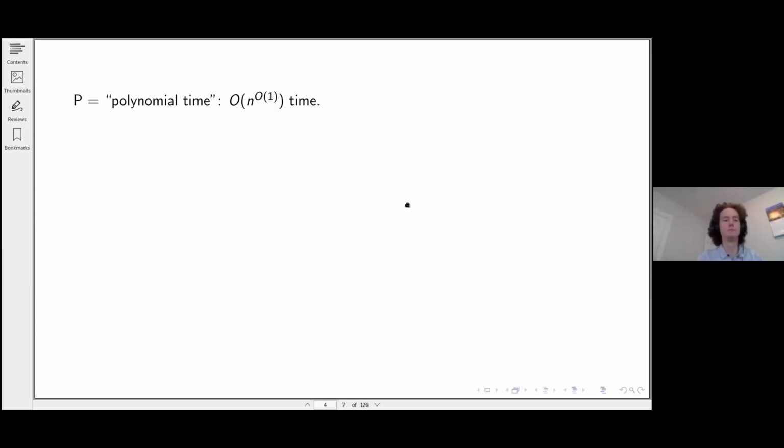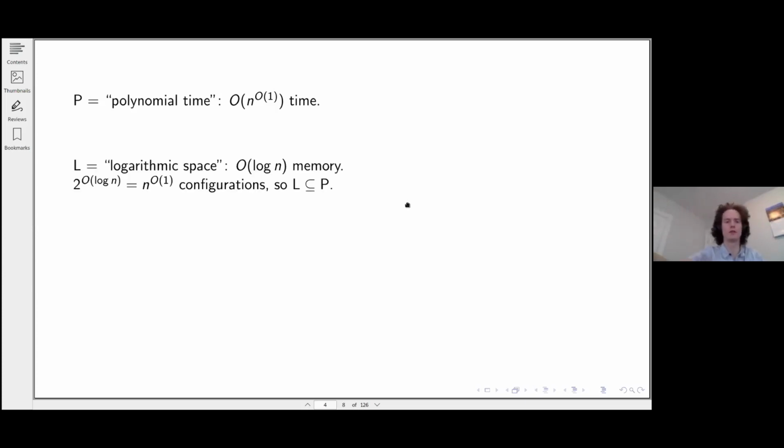L stands for logarithmic space, and here the constraint is that the Turing machine can use at most order of log n memory. So if the Turing machine uses that much memory, then the total number of configurations the machine can be in is at most 2 to the order log n, or in other words, a polynomial in n. And assuming that the Turing machine eventually halts, it can't ever repeat any one of those configurations, so it actually can only run for a polynomial number of steps.